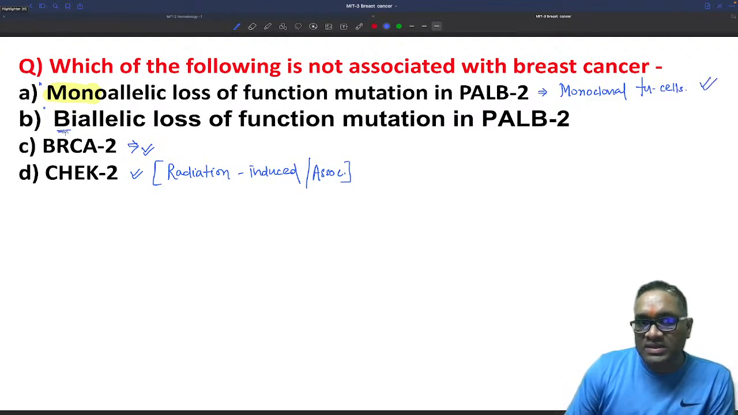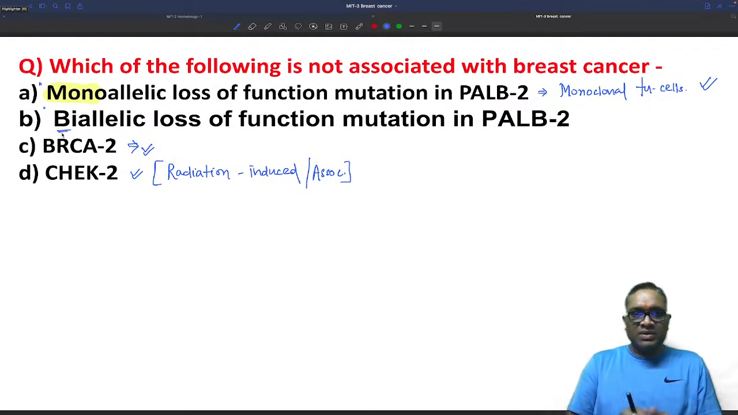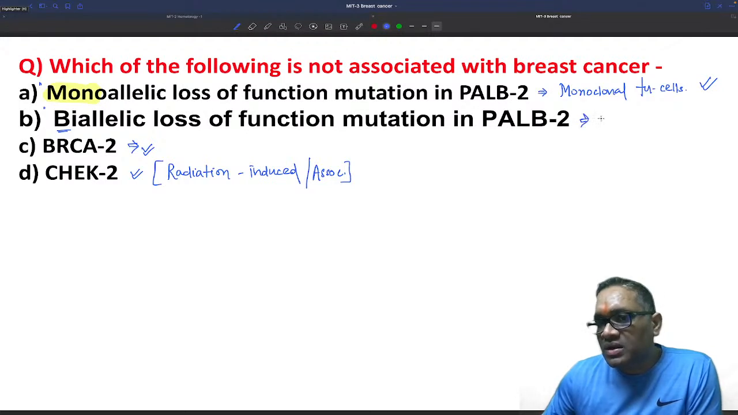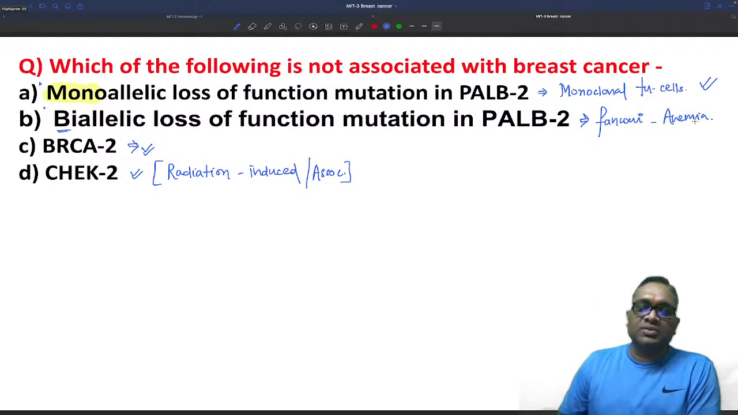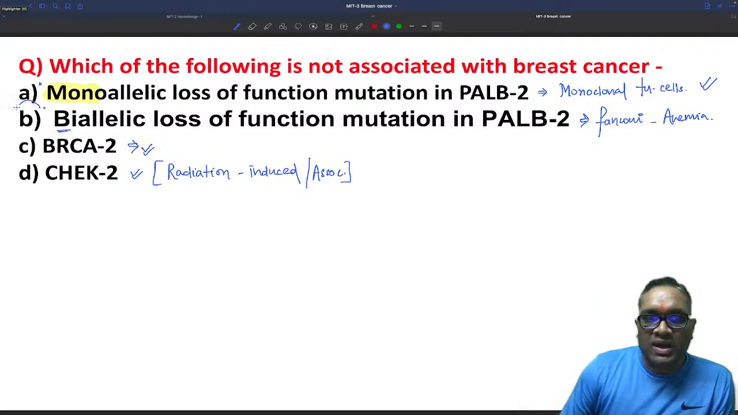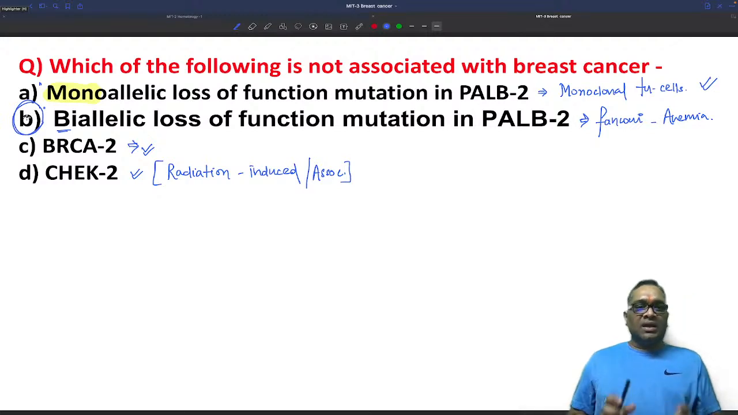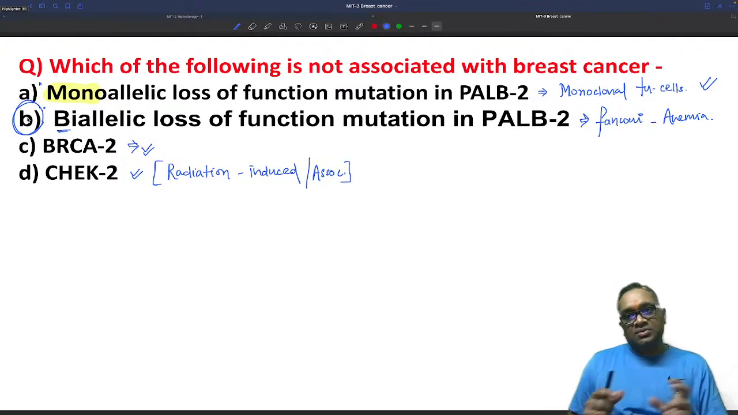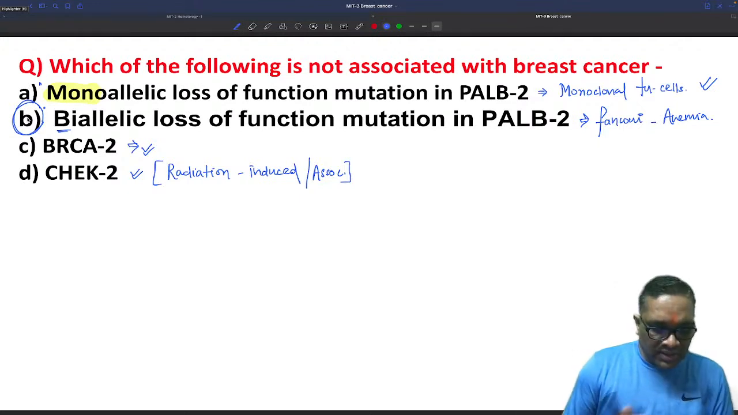Biallelic: there are two alleles. If both alleles are lost, it means it will not be monoclonal, it will become polyclonal. That is why this is associated with Fanconi's anemia. That is the point you have to keep in mind. So the correct answer is B. Biallelic loss of function mutation in PALB2 is associated with anemia, whereas monoallelic loss is associated with the tumor. So now you got the answer.